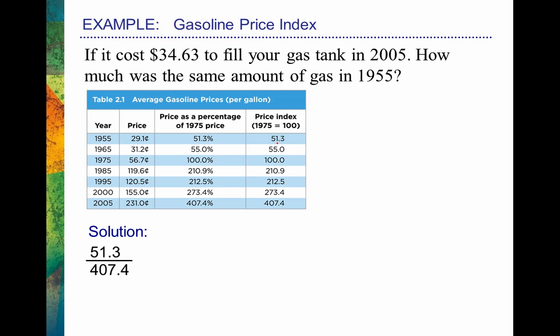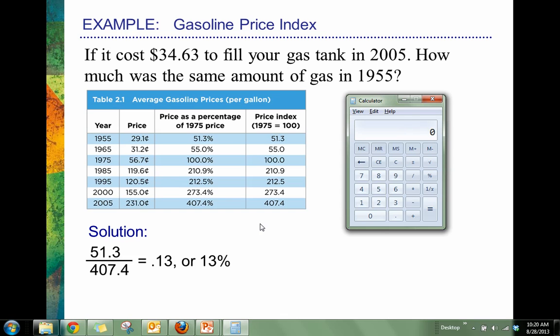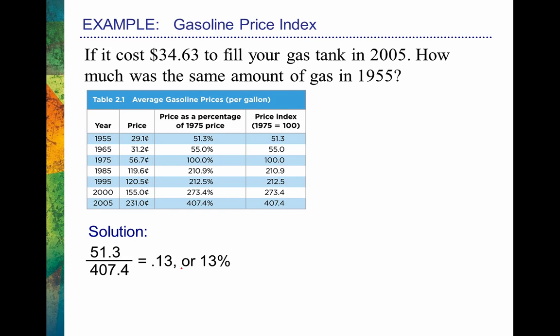So here we take the 51.3 from our index for 1955. We put that over the index value for 2005, 407.4. And I'm simply now going to convert that into a fraction. Let me just verify that using the calculator. If we take 51.3 and divide by 407.4, that equals 0.1259, or about 0.13, or, if we wanted to discuss it as a percentage, about 13%. So don't ever get confused about differences between like a 0.13 and a 13%. They represent the same value. We're just expressing that value slightly differently.